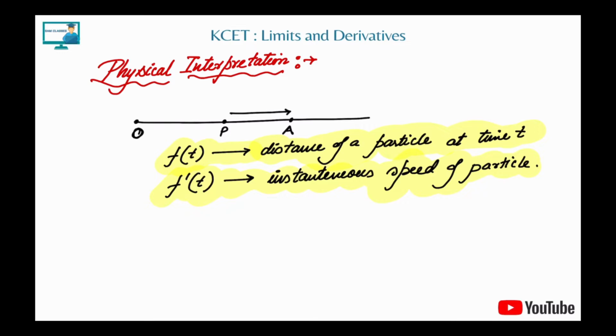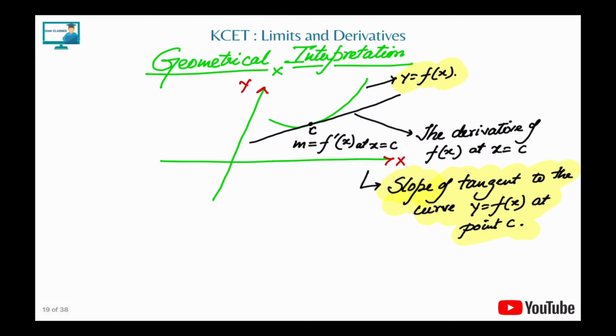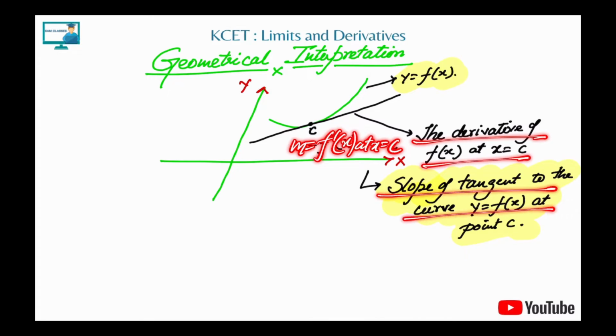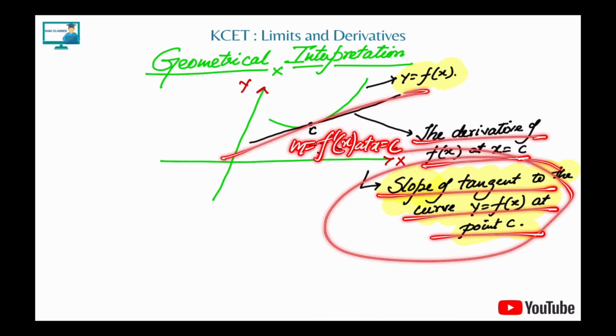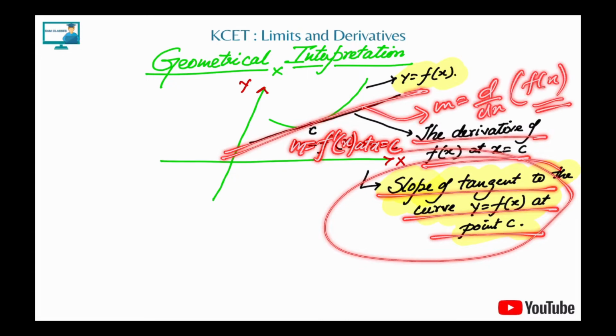Let's see the geometrical part. The geometrical interpretation is: if we have a curve like this, you draw a tangent. We'll be doing this in AOD, don't worry. So we have a function y is equal to f(x). When we differentiate, it basically gives the slope of the tangent at that point. So the geometrical meaning is: draw a tangent, its slope is given by the derivative of that function. That's it. Nothing more than that.